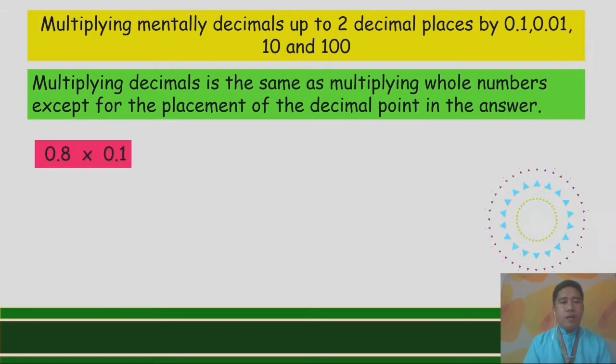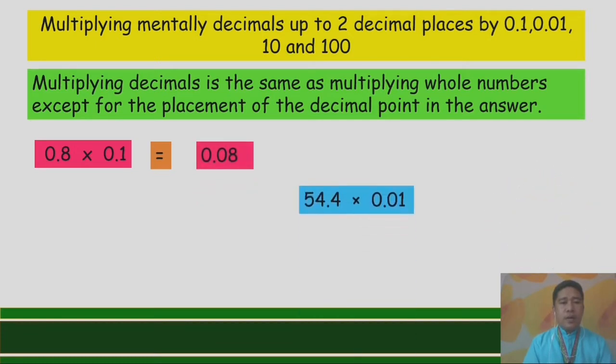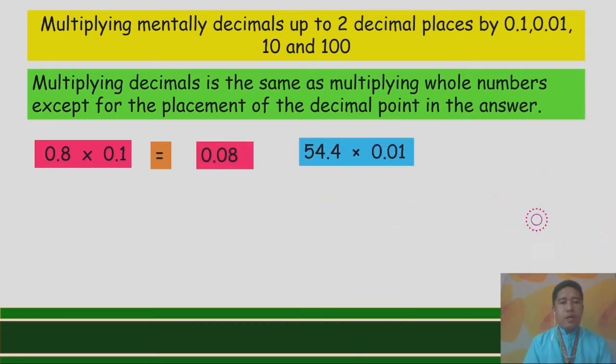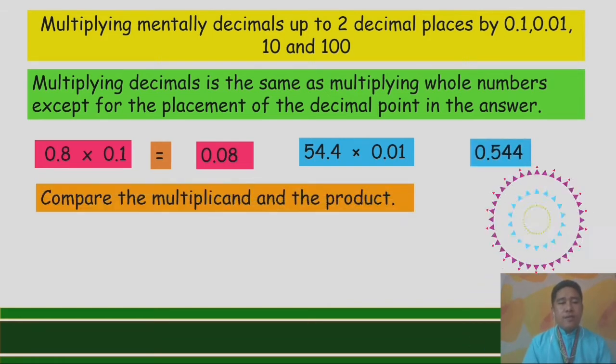Example number 1, 8/10 times 1/10. Our product is 800. Another example, 54 and 4/10 times 100. Our product is 544,000.